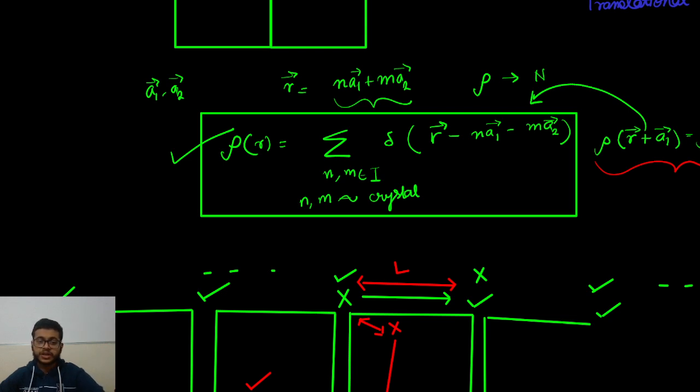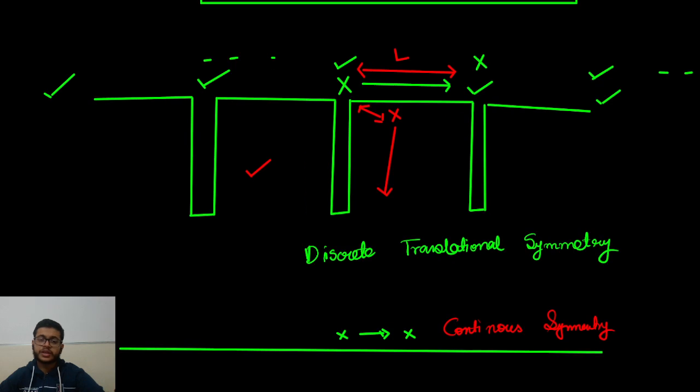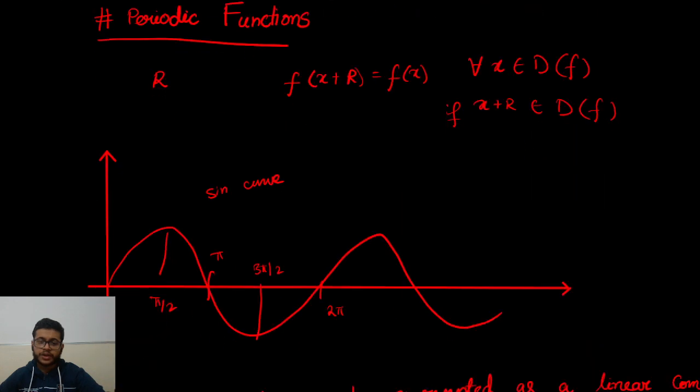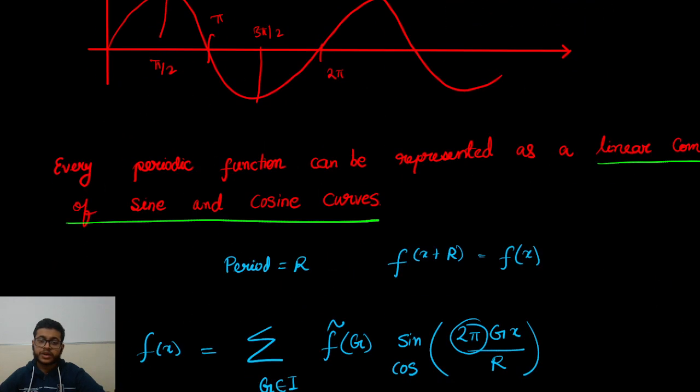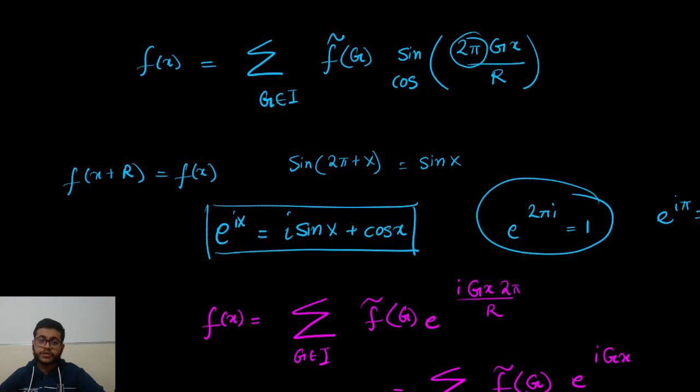If that is the case, then we discussed how this periodicity can be leveraged to transform the function into something else. And we saw what discrete translational symmetry is and how we can actually construct a Fourier transform of the function. Leveraging this periodicity, we can represent the function in another basis set.